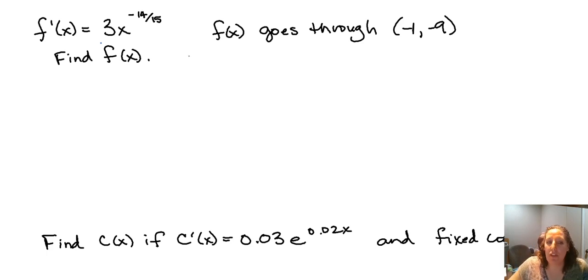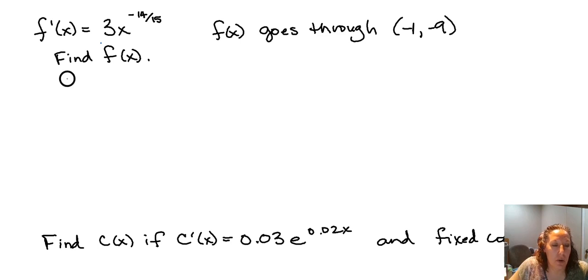Alright, so our first example, we have f prime of x equals 3 times x to the negative 14 over 15. And we're given that f of x goes through the point negative 1, negative 9. We're asked to find f of x. So the first thing we need to do to get rid of that derivative is we need to take the antiderivative.